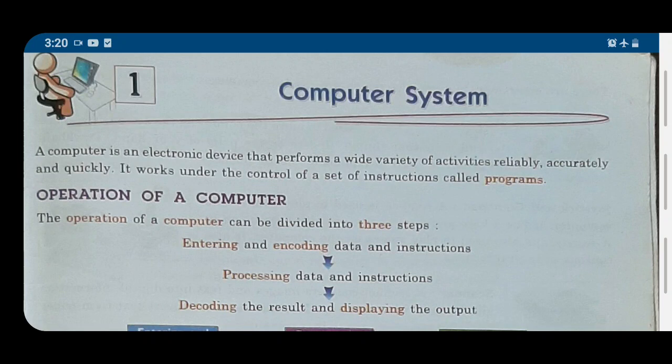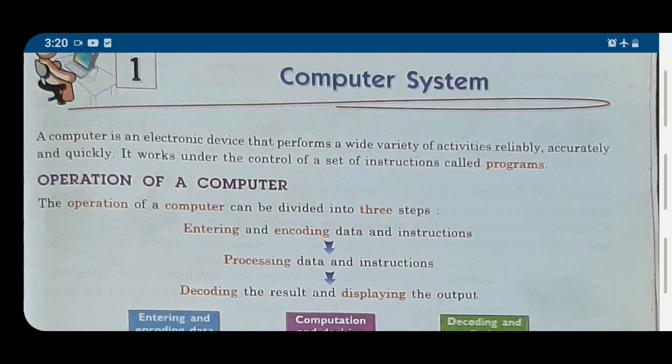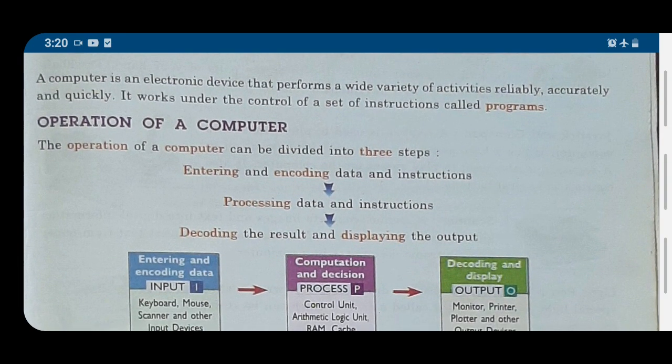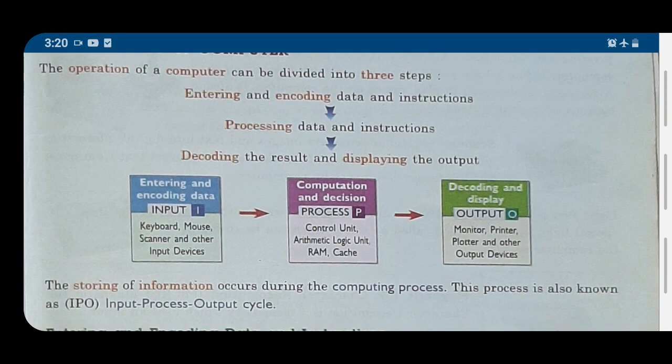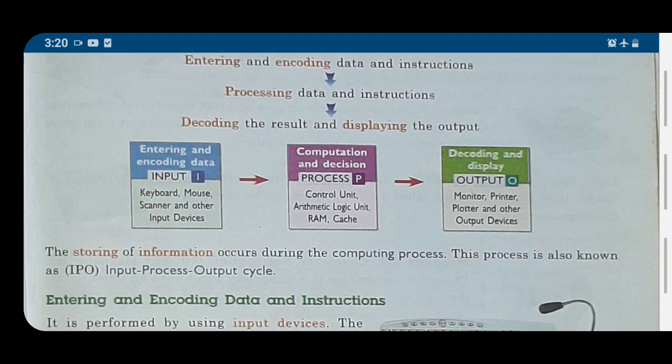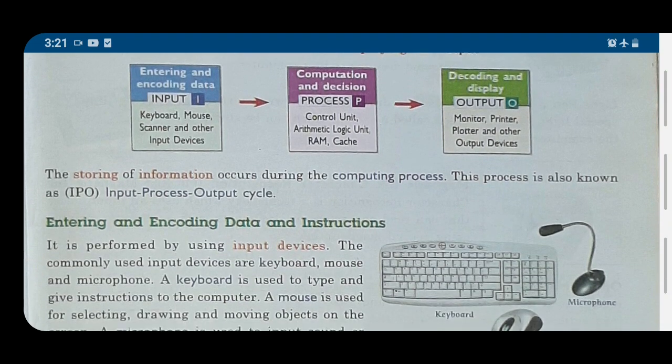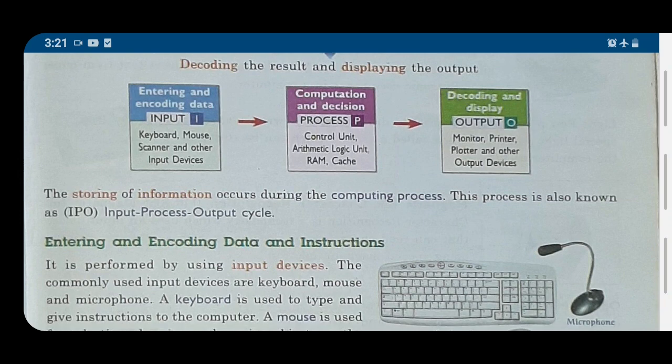Last week in the computer class I taught you about the first chapter, that is computer system. In that I explained what is a computer, and how the computer operates. In the operation of a computer, I taught you 3 points: entering and encoding data and instructions, processing data and instructions, decoding the results and displaying the output. I hope you understand all these topics that I explained last week.